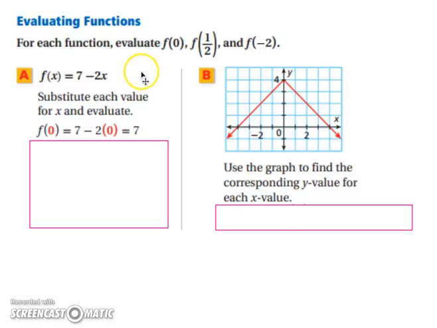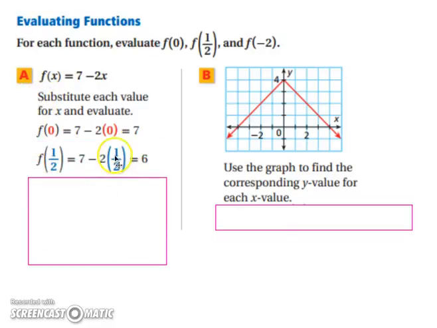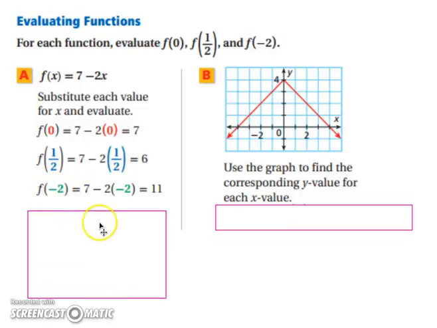Now that you've had a moment to try f of 1/2 and f of -2 for question A, let's try it. We have f of 1/2, so we're going to substitute in 1/2 for x. So 7 minus 2 times 1/2, well, that gives you 6. And then when we use -2 as our input value, we get an output of 11.